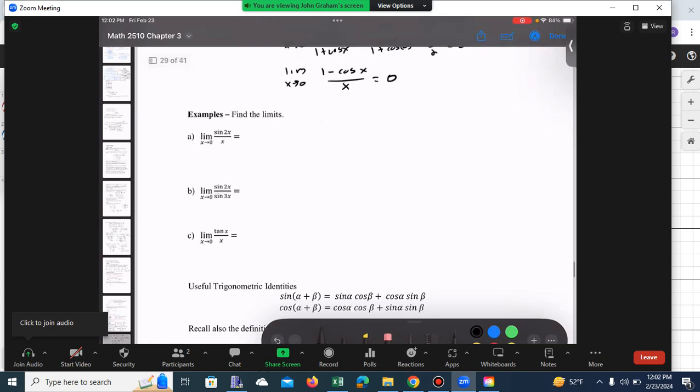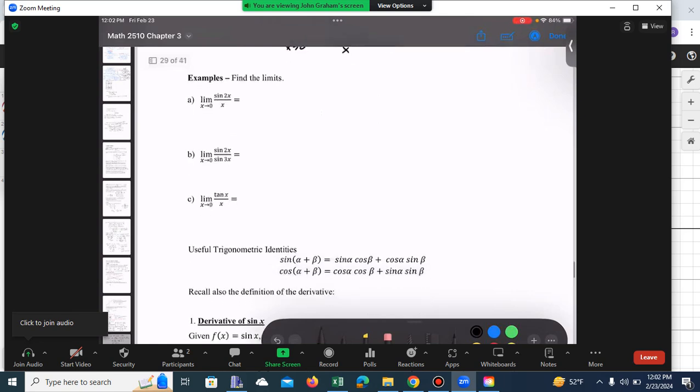The next thing we want to look at is the limit as x goes to 0 of sine of 2x over x. And we're going to do a couple of these. They're all going to be done kind of the same way, and they're all using the fact that the limit as x goes to 0 of sine of x over x is 1. So the way we're going to do this one is we're going to make it look very similar. We're going to do that by multiplying it by 2 over 2, giving 2 sine 2x over 2x.